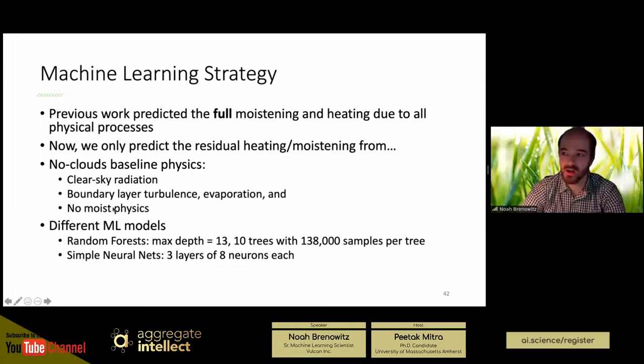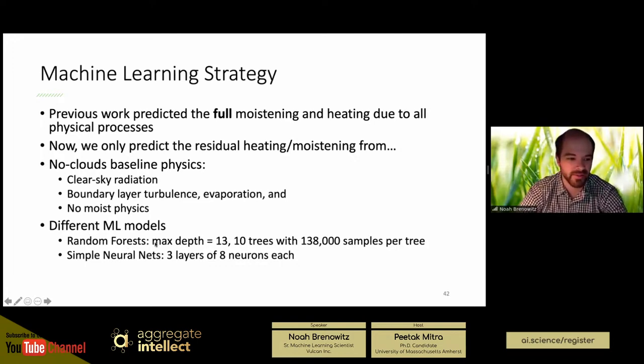And then we turn off all the other moist physics. So we don't use the traditional microphysical or deep convective parameterizations. So it's basically a dry model. And then we explore a couple different machine learning models. And I thought I might share these results about comparing random forests with neural networks.